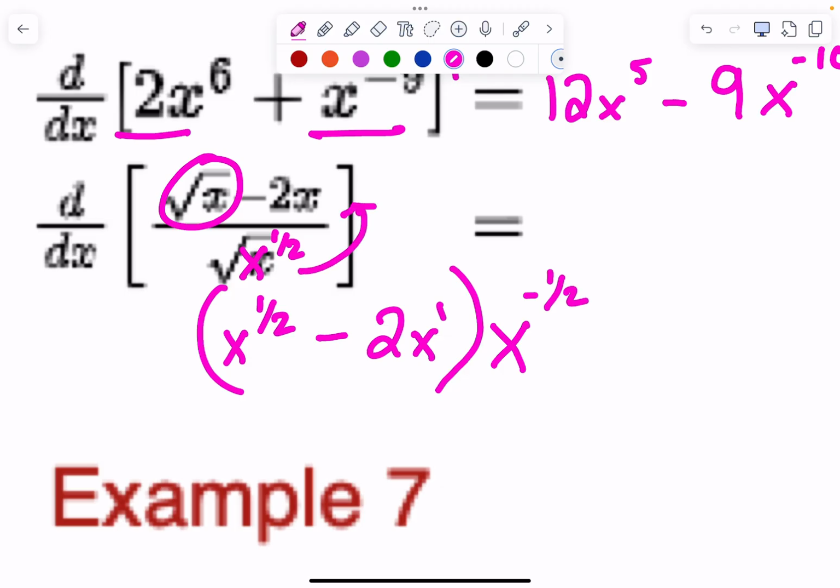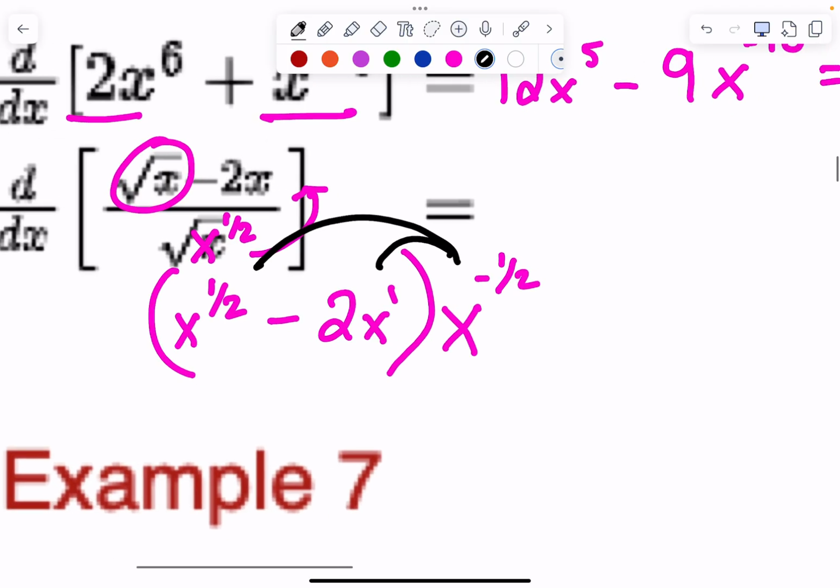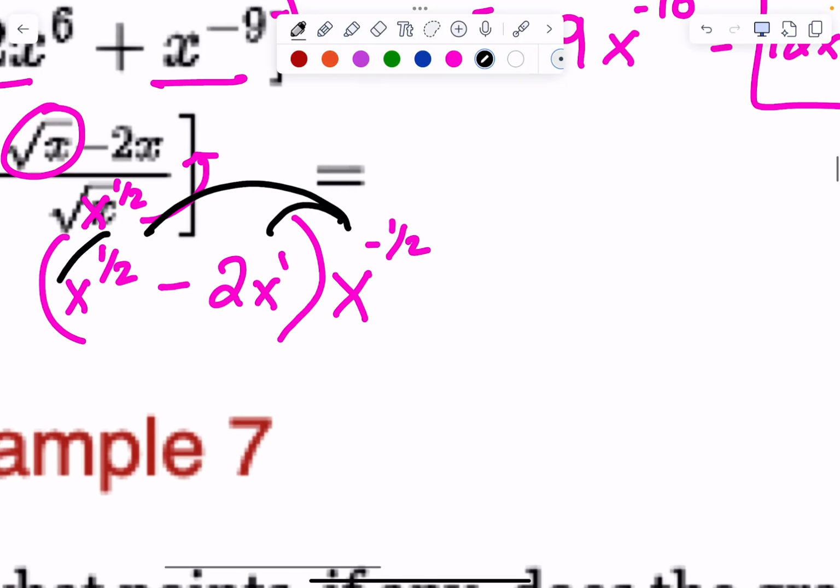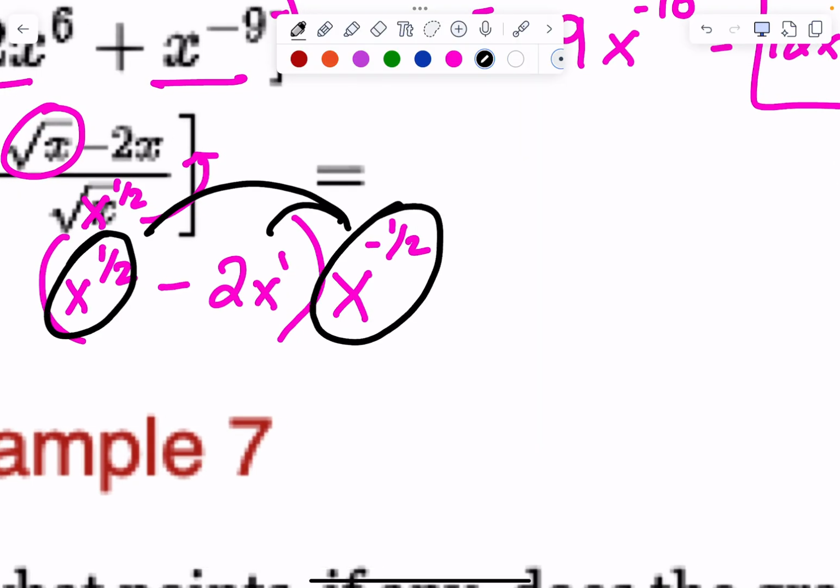Just cross out the x. I'm going to multiply him through. Just cross them off, kind of. Okay? What is x to the 1/2 times x to the negative 1/2? What do you do with the exponents? You add them. So what's 1/2 and negative 1/2? x to the 0, right? x to the 0, which is 1. So that's going to be 1 in that spot, right?